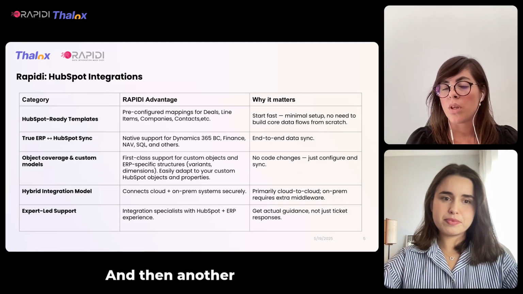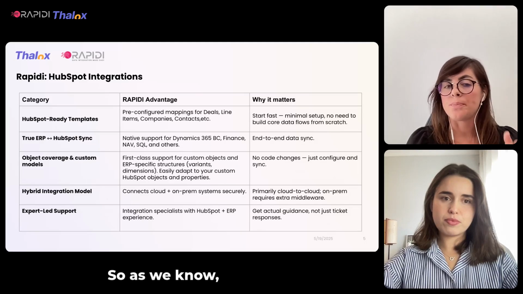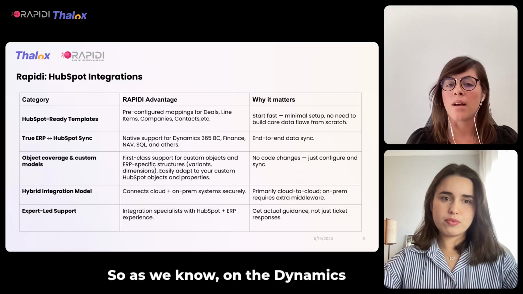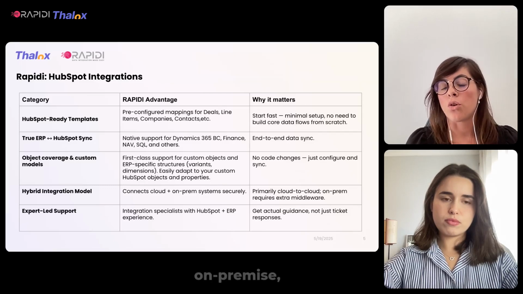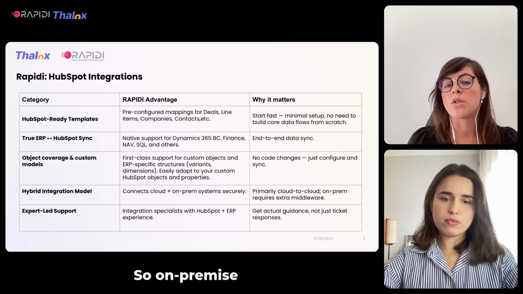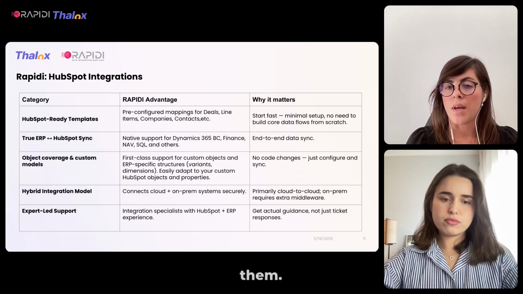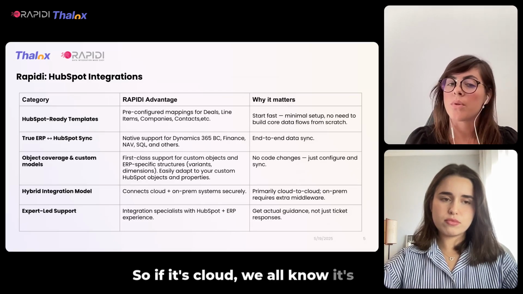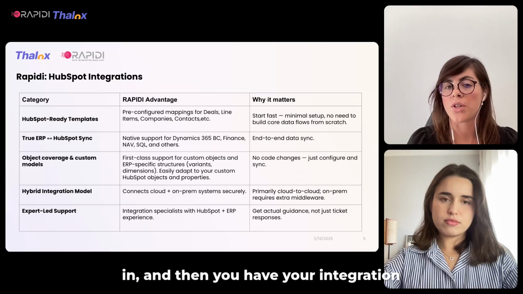And then another important point is about the integration model. So as we know, on the Dynamics side, you can see cloud ERPs, you can see also on-premise, right? So on-premise, you would see older versions. So we are able to connect to both of them. So if it's cloud, we all know it's very easy to connect to that, get all the data in, and then you have your integration up and running.